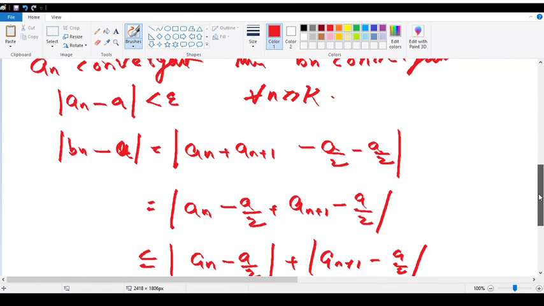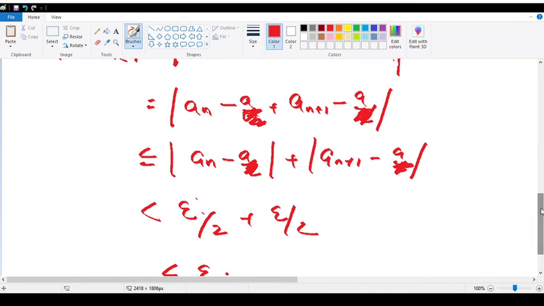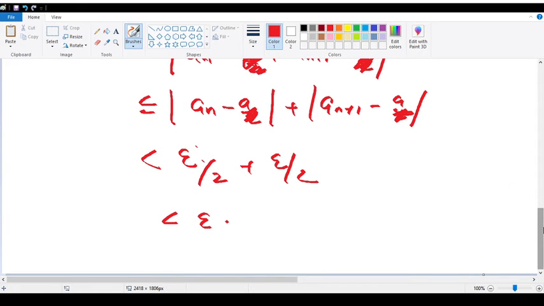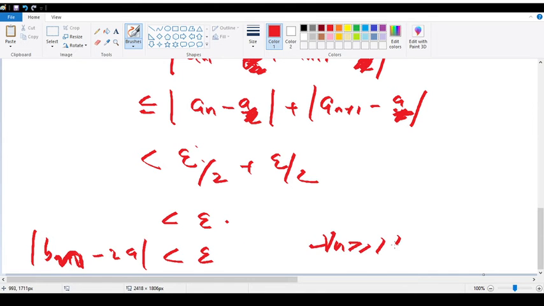Not a by 2. Wait. So take here, you can take 2a. So here, a. So you get an minus a plus an plus 1 minus a. An converges to a, so an plus 1 also converges to a. So less than epsilon. So you get bn plus 1 minus 2a, sorry, bn minus 2a less than epsilon for all n greater than or equal to k.